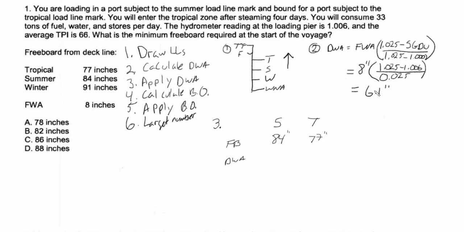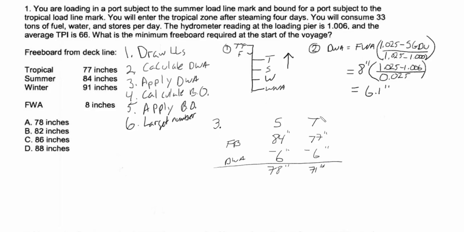Well, our dock water allowance is 6.1 inches. Let's just make it 6 for the ease of this problem. 6 inches, 6 inches. Okay, now I'm going to do some math. Dock water allowance is always subtracted. So I'm going to end up with 78 inches of freeboard required here for the summer, and 71 inches of freeboard required for tropical.